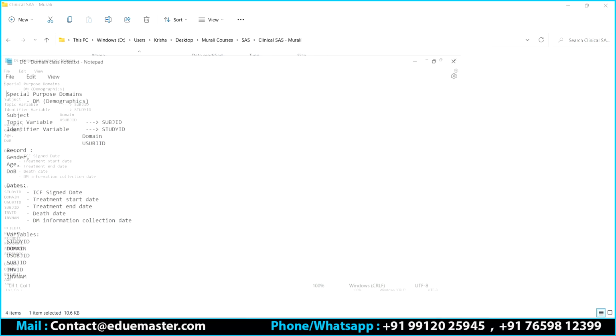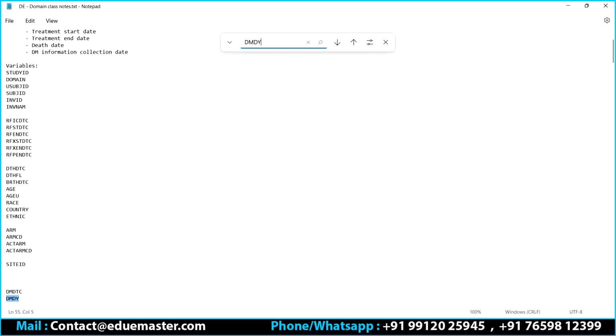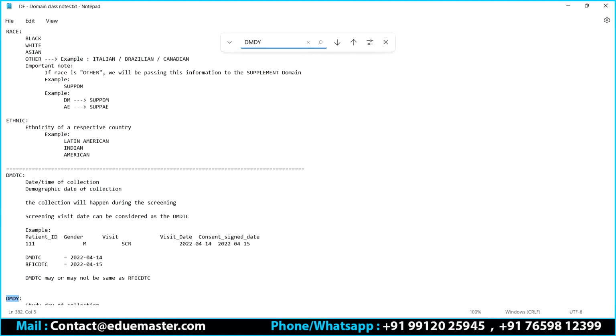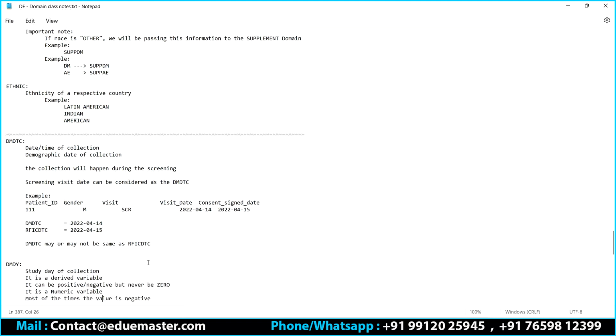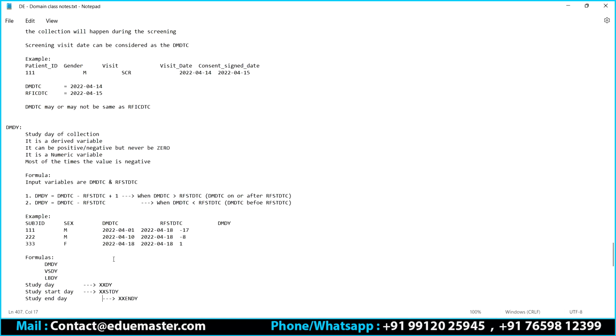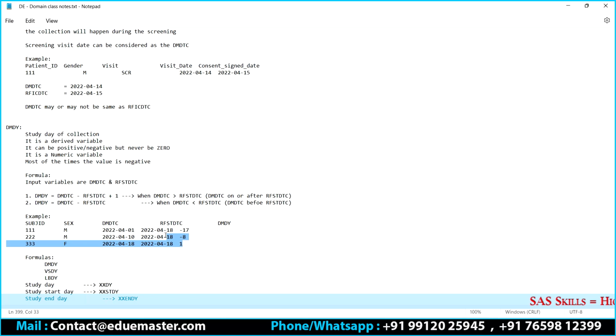All right, because we have DMDY here. So this DMDY is equivalent to this particular one. So what is DMDY? Study day of collection. This is study day of planned visit. Okay, you can see it is a derived variable. I told you that most of the time it will be negative. Only if the screening and your treatment start date, if both of them are on the same day, only in that particular case it is going to be positive. In all other cases it is going to be a negative variable.